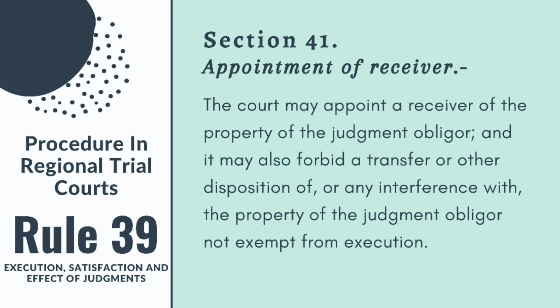Section 41. Appointment of receiver. The court may appoint a receiver of the property of the judgment obligor, and it may also forbid a transfer or other disposition of, or any interference with, the property of the judgment obligor not exempt from execution.